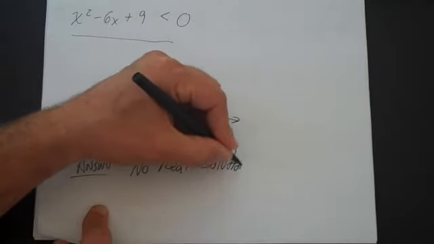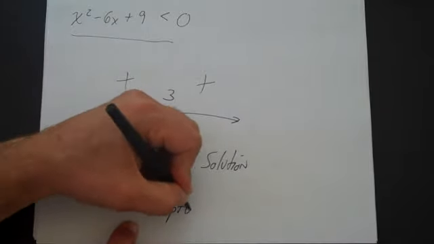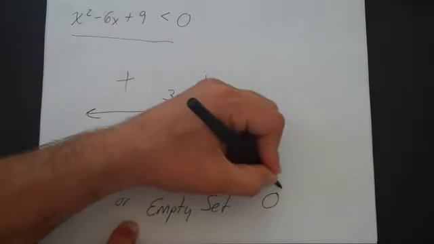Sometimes that's called the empty set, and it has a symbol that looks like that.